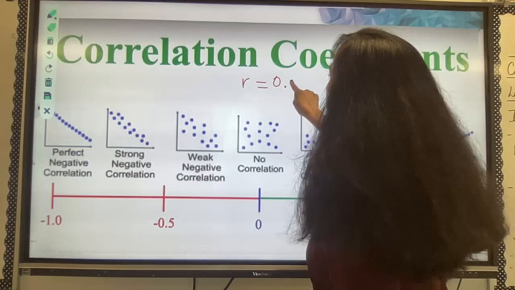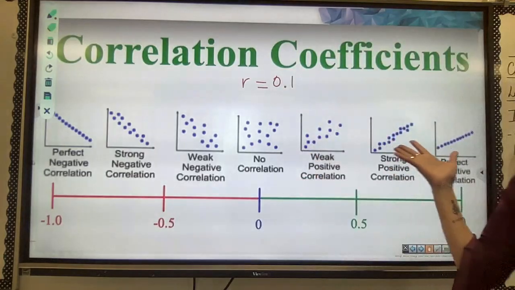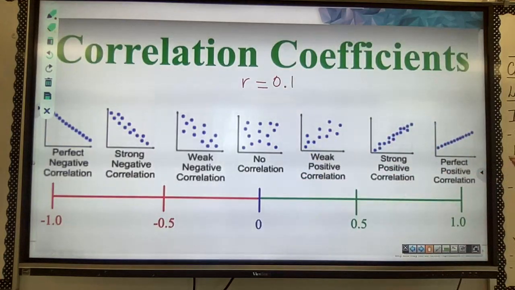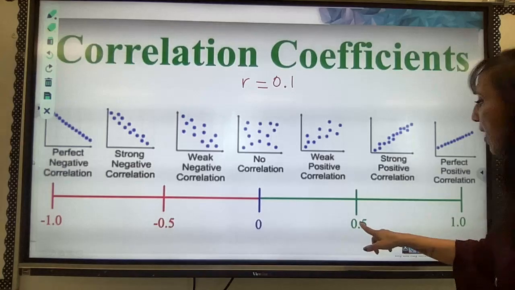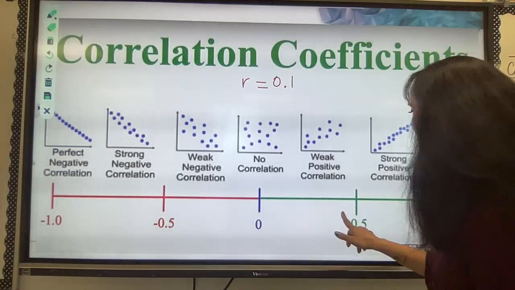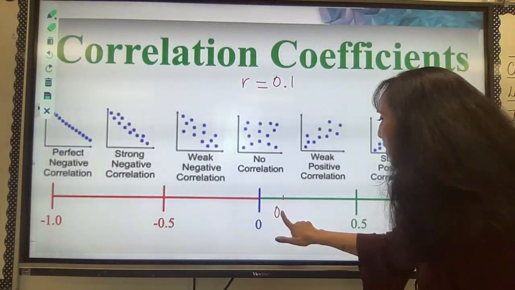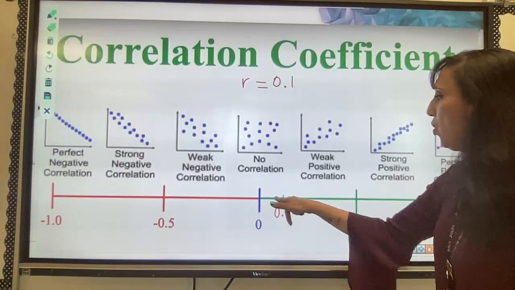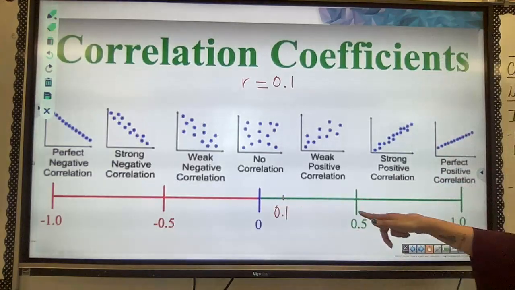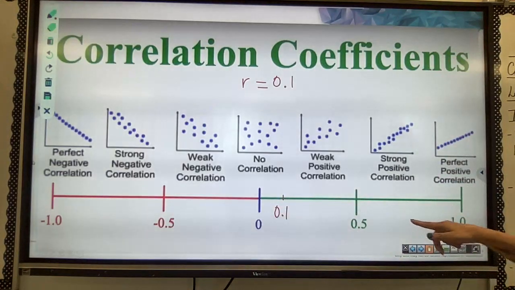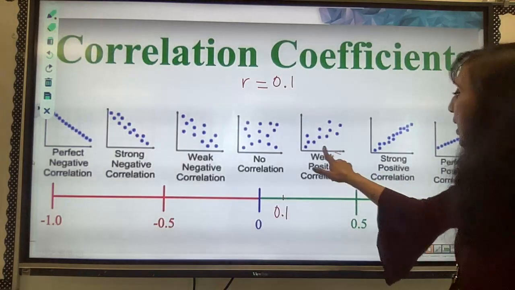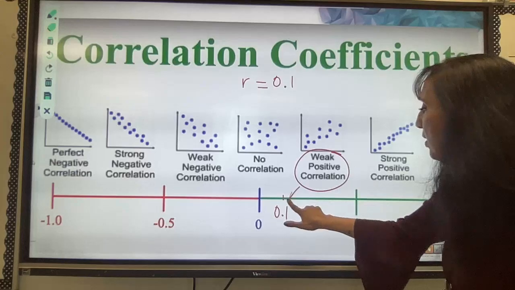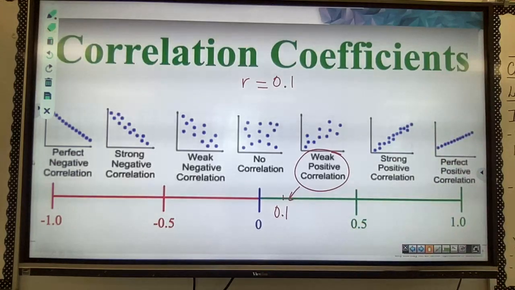So if I'm asked that the correlation coefficient is shown by R, and if I have something like this, what does this mean? This basically means I'm looking at 1/10, and we know this is 5/10, and so 1/10 is going to be somewhere here, right? So therefore this is pretty close to no correlation. So what does this mean? This means that it is a weak positive correlation. That's what this means.